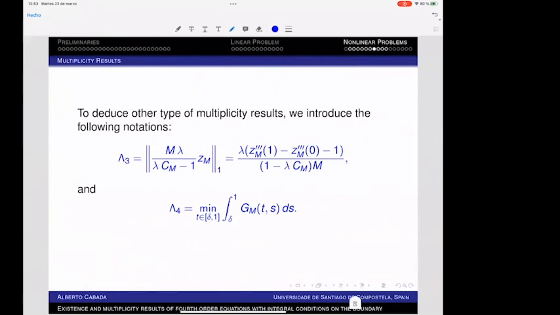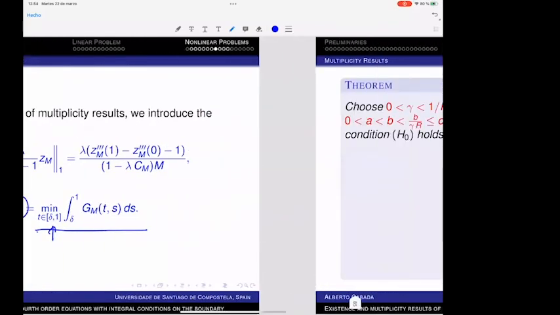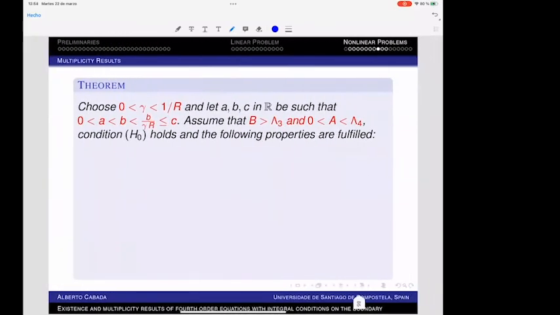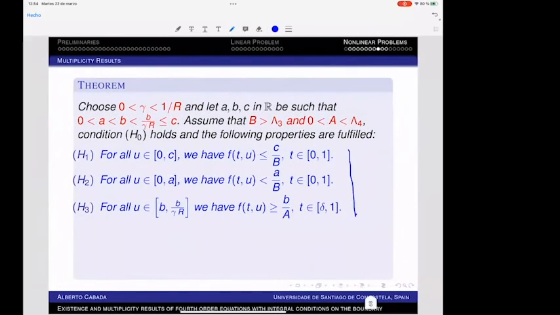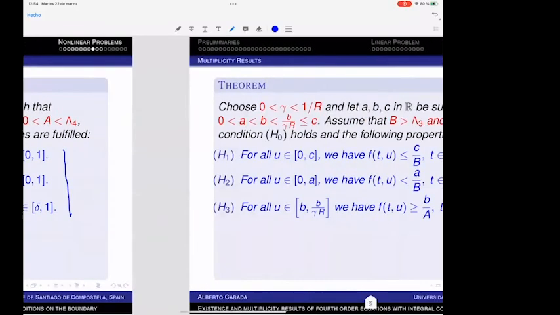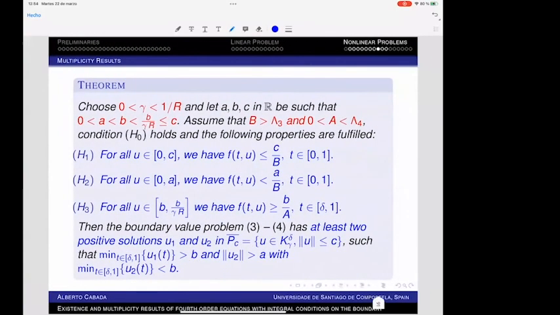To deduce, for instance, using Leggett-Williams, we can use gamma 3, gamma 4. Notice that gamma 4 is not valid if delta is 0, because the minimum is 0 here, because G0 S is 0, right? So in this case, we need delta strictly positive. Under these conditions, let me show something like that. Again, some combination. I give an example on the graph. We can deduce at least two solutions.